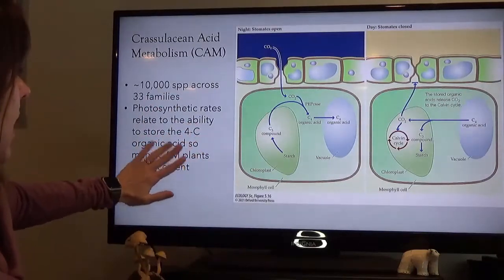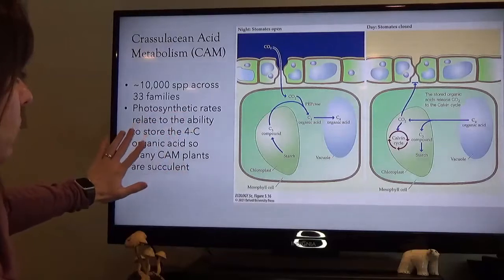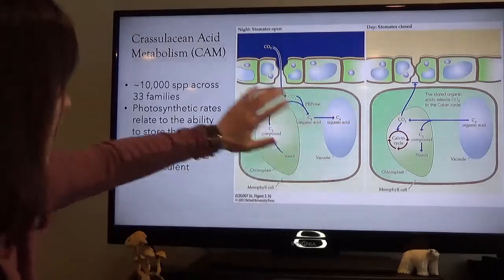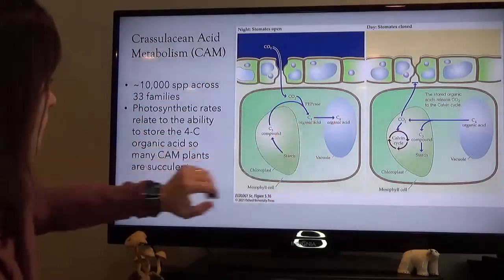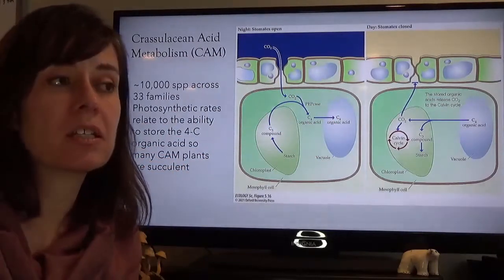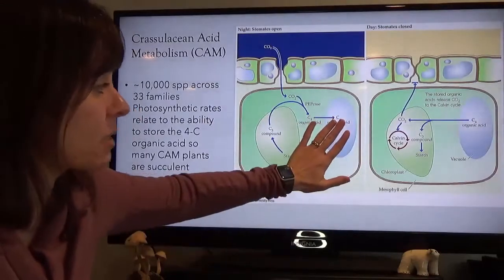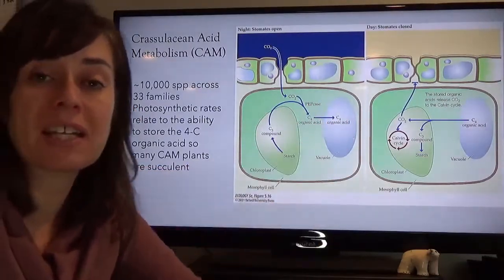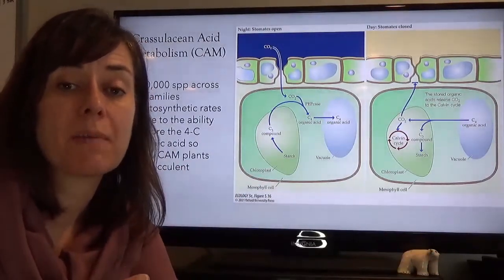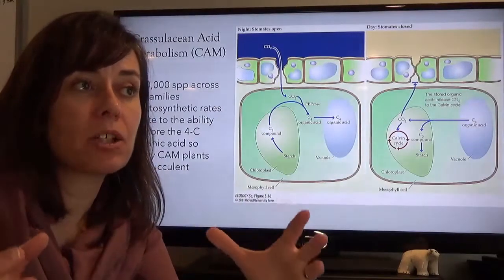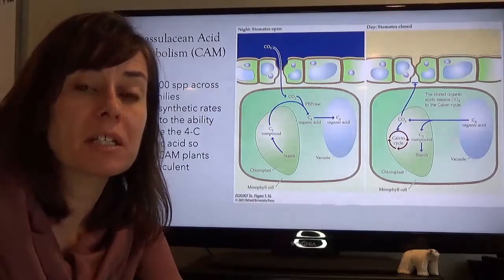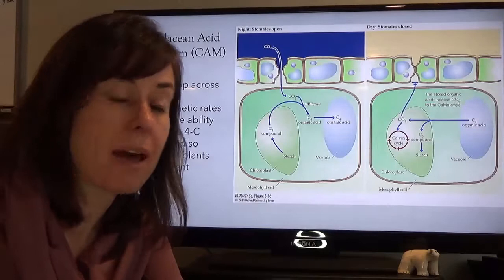A neat thing about this is that photosynthetic rates relate to the ability to store the 4C carbon compound, this organic acid, crassulacean acid, that is produced. So the ability to store this acid in this special vacuole dictates the photosynthetic rates in these plants, and so the better your storage capacity, the higher your photosynthetic rates. Many of these species that use CAM photosynthesis are also succulent plants. So we tend to have succulent desert species as the plants that most commonly use CAM photosynthesis.